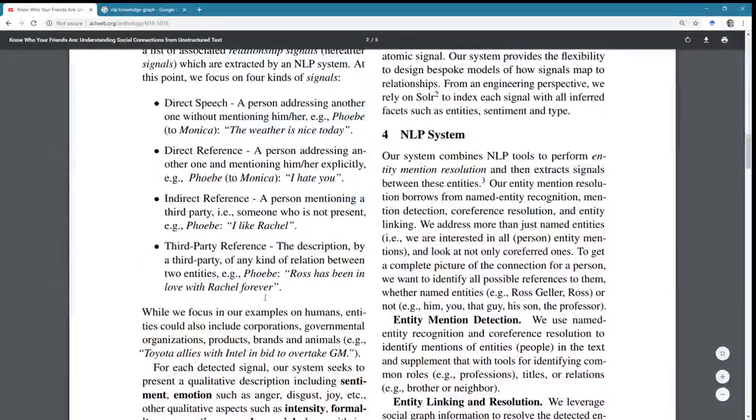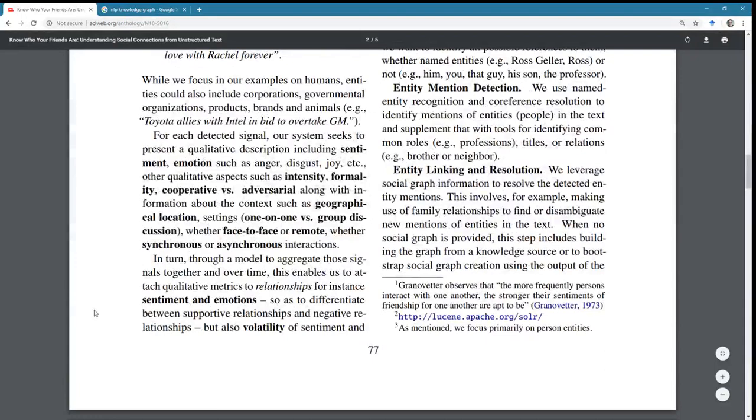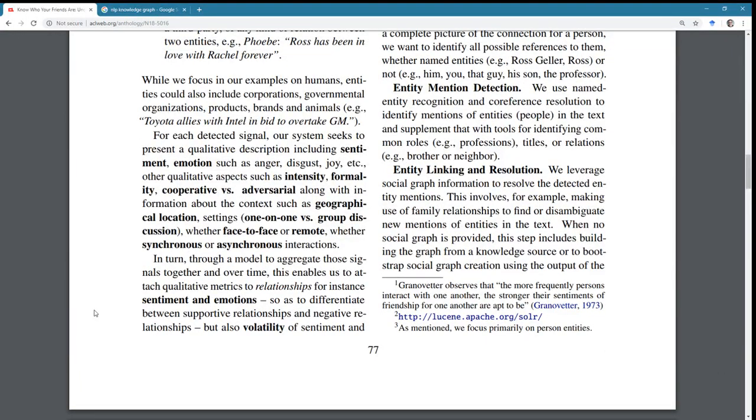Okay, so we've got 4 types of features. I talked to you, I talked about you, I talked about somebody else, or somebody else talked about us. While we focus our examples on humans, entities could also include corporations, governmental organizations, products, brands, and animals. E.g., Toyota allies with Intel in bid to overtake GM.